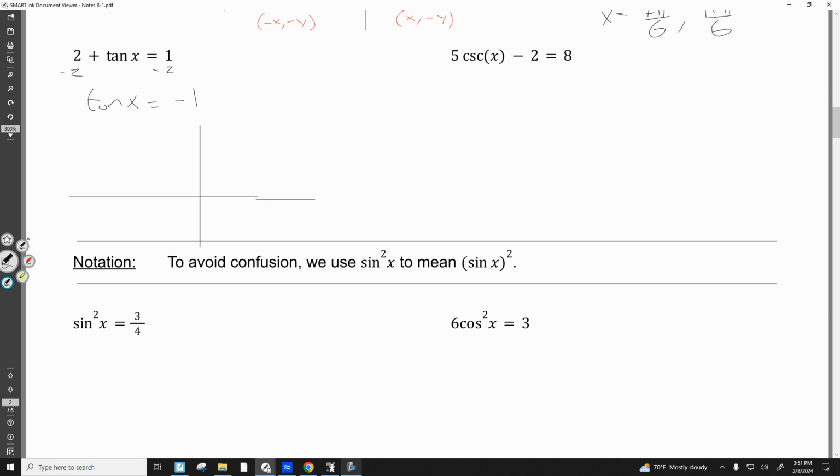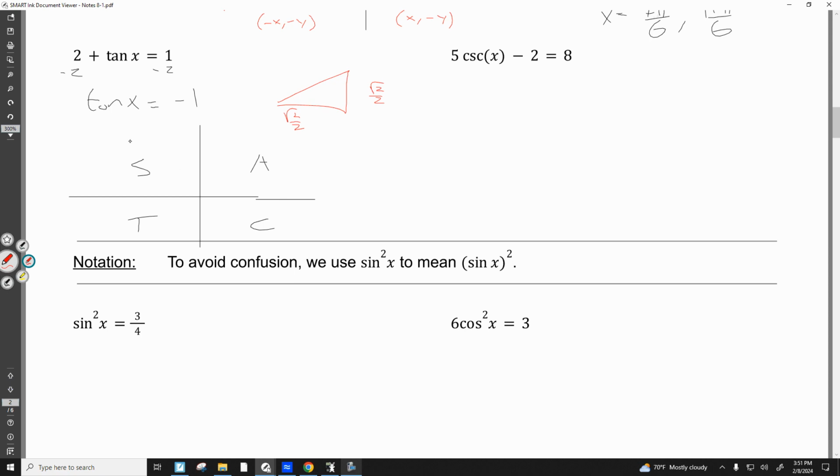Cool. A, S, T, C. Tangent is positive here. Tangent is positive here. Tangent's negative there and there. Might be a little bit easier. So the things I've written are false. So negative is no.